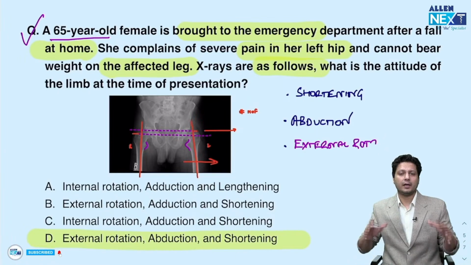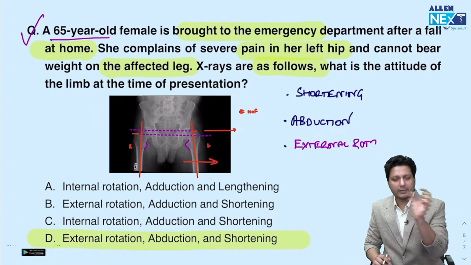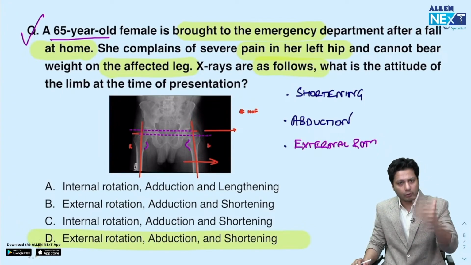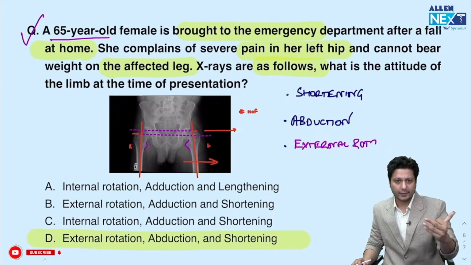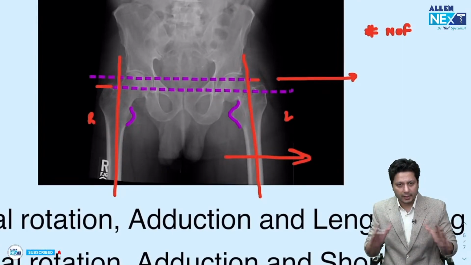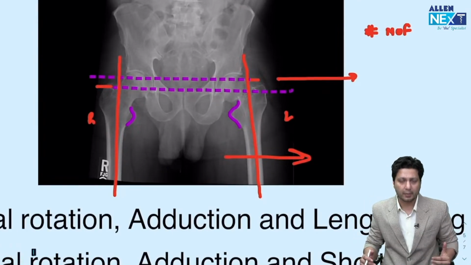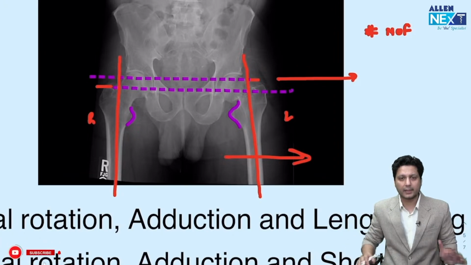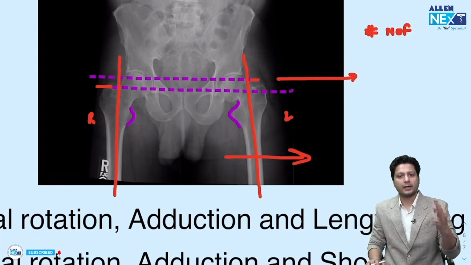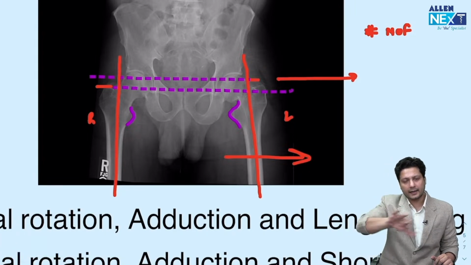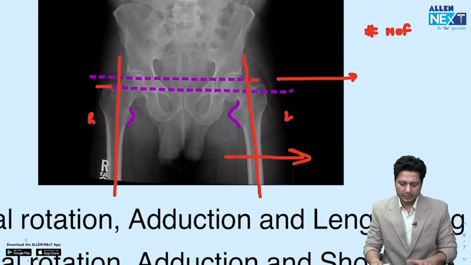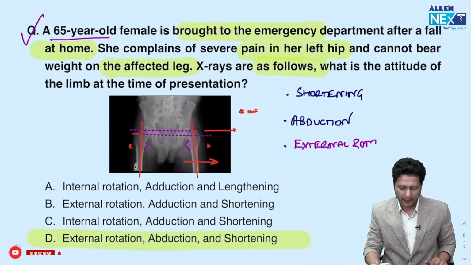Hopefully you have identified how to proceed with these kinds of questions based on the readings of the X-rays. The three things that you have learned out of this reading of the X-ray are: first, how to look out for the shortening, which is by leveling of the greater trochanter. Second, how to look for the abduction or adduction abnormality, which is by looking at the axis of the femur. Third, how to look out for the internal and external rotation of the hip joint, which is by looking at the lesser trochanter. Alright, so this is how you will proceed with this question, and that is the answer for this question.